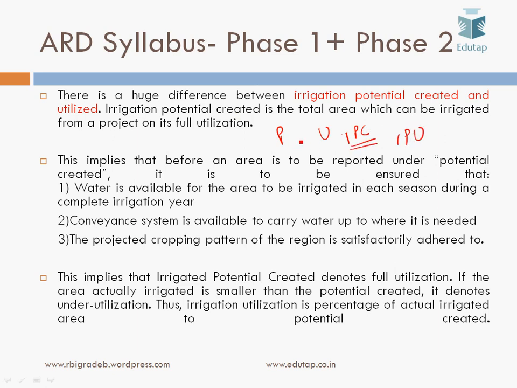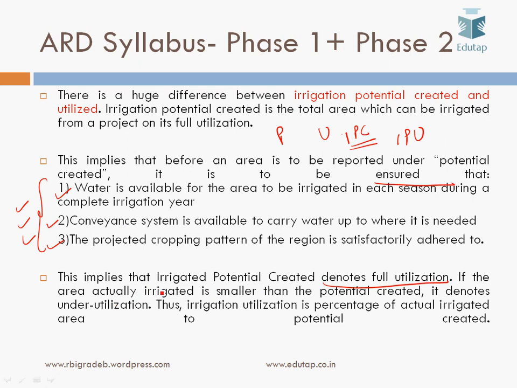So the irrigation potential created is a different thing and the irrigation potential utilized is a different story. When we talk about irrigation potential created, it is to be ensured that water is available for the area to be irrigated in each season during a complete irrigation year. Conveyance system is available to carry the water. The projected cropping pattern of the region is satisfactorily adhered to. When all these three conditions are fulfilled, then we can say that the irrigation potential has been created.